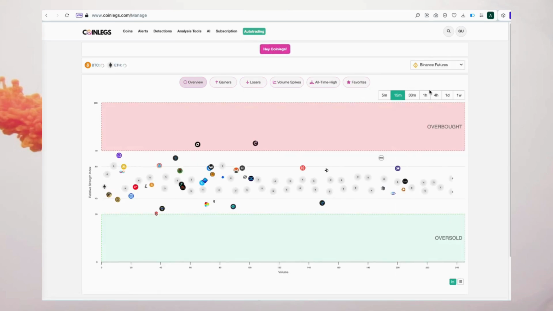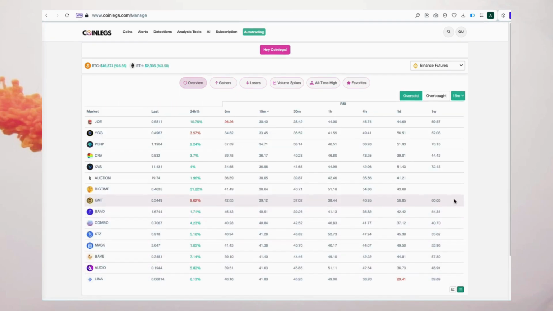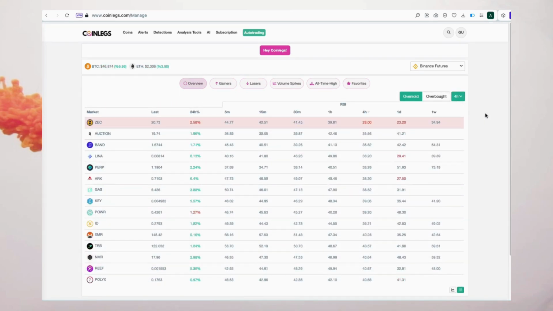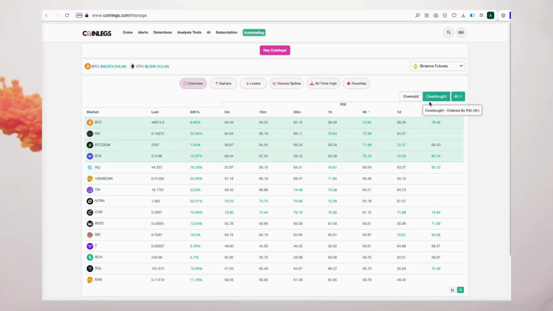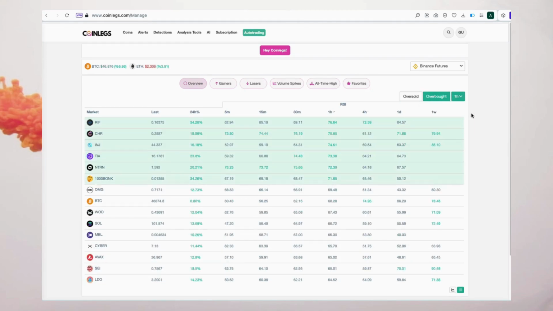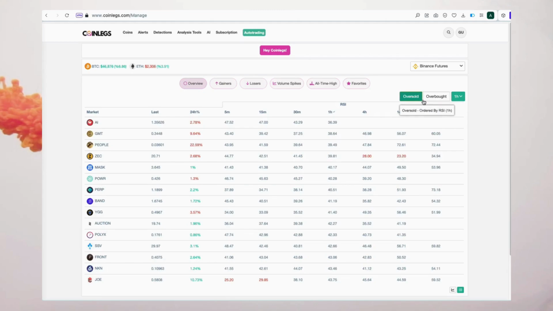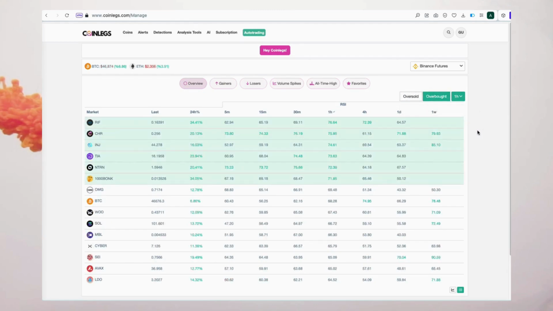Or perhaps you're looking for something more detailed? Switch to the list view at the bottom right and instantly access RSI values across all time frames for coins in one go. What more could a trader ask for? If a particular coin catches your eye, let's see what it has to offer.